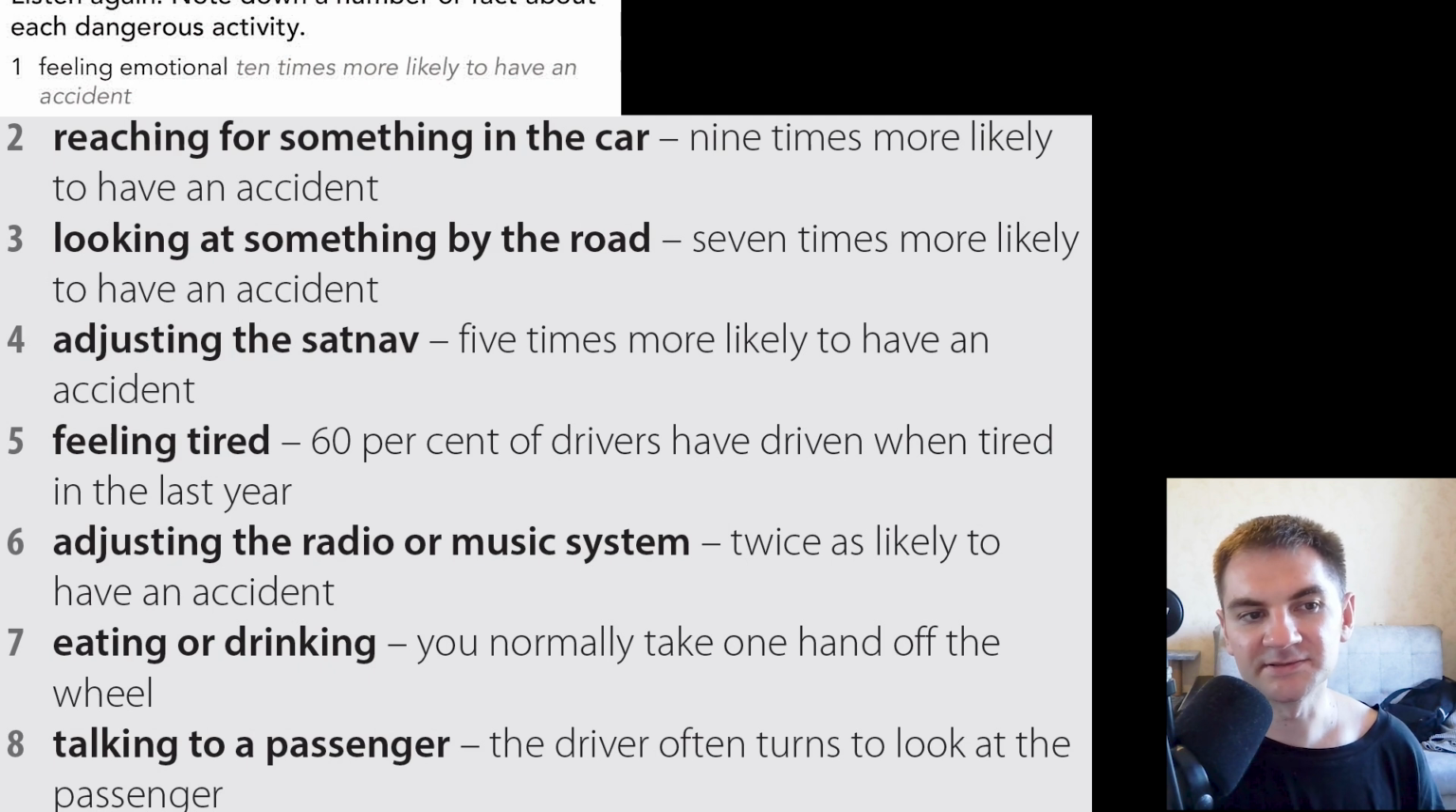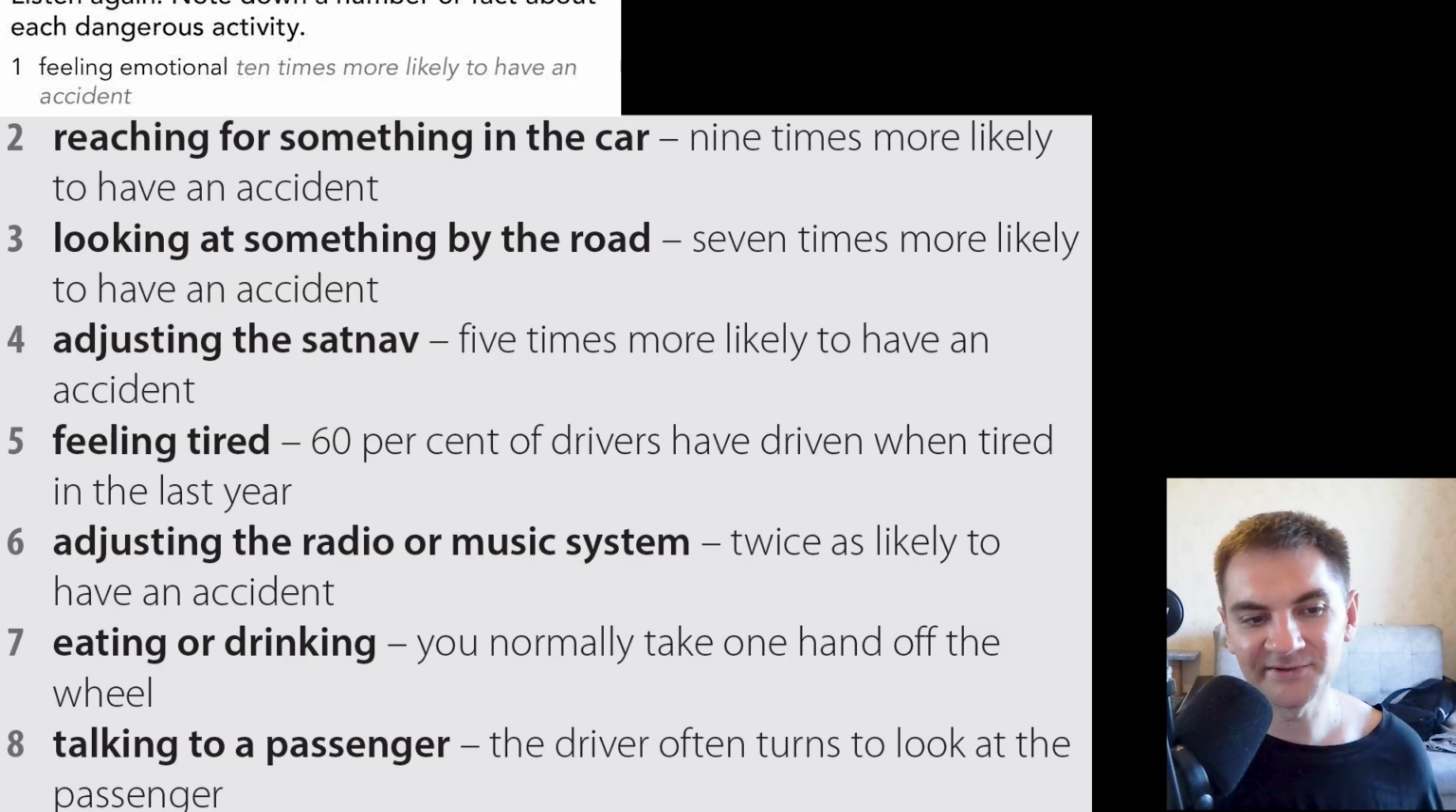Let's check your answers. Number 1. Feeling emotional, 10 times more likely to have an accident. Number 2. Reaching for something in the car, 9 times more likely to have an accident. Number 3. Looking at something by the road, 7 times more likely to have an accident. Number 4. Adjusting the sat-nav, 5 times more likely to have an accident.